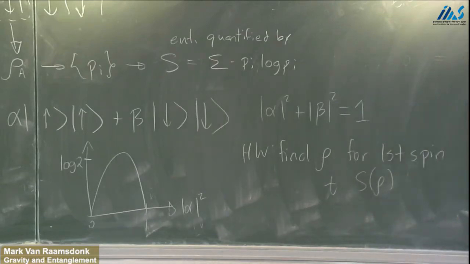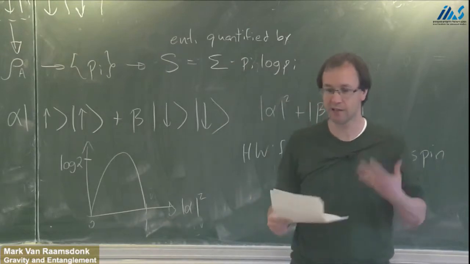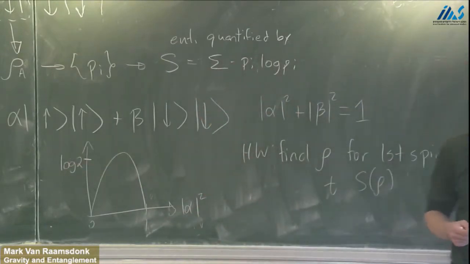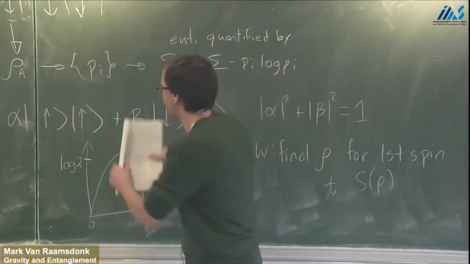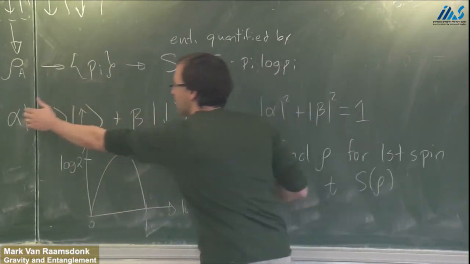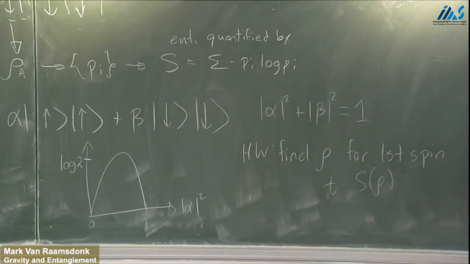Often in quantum information contexts, people will define the logarithm in base 2 so that this number is just 1. So as you go continuously from just this state to just this state, the entanglement entropy peaks when those two have equal magnitude, and then it goes back down. Yes?